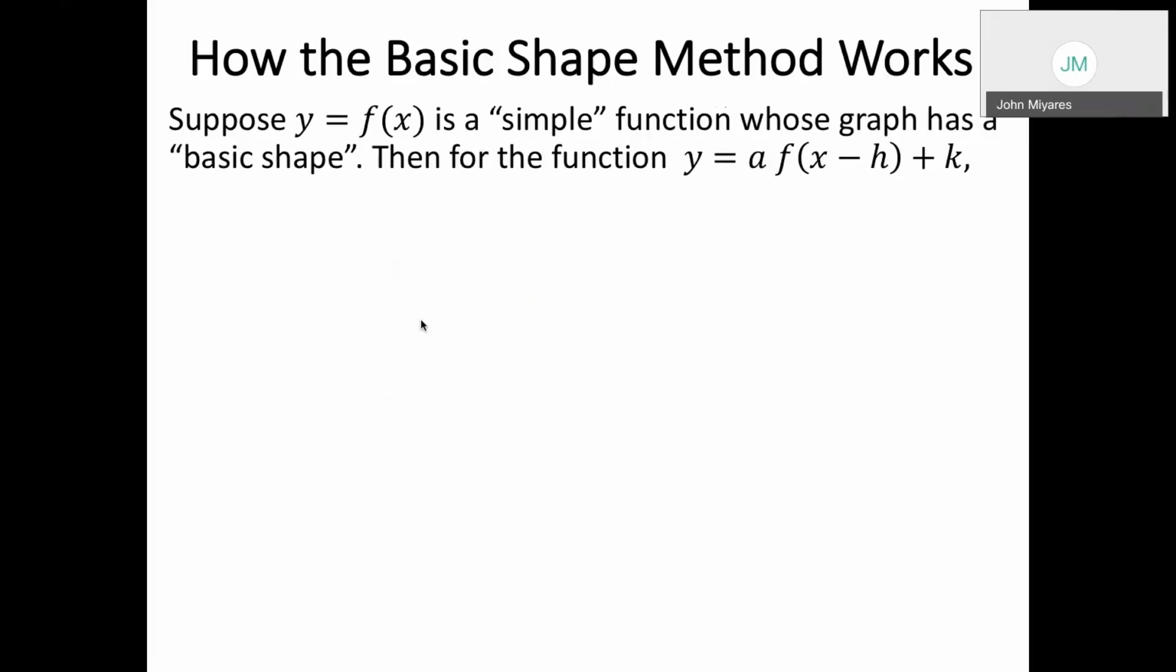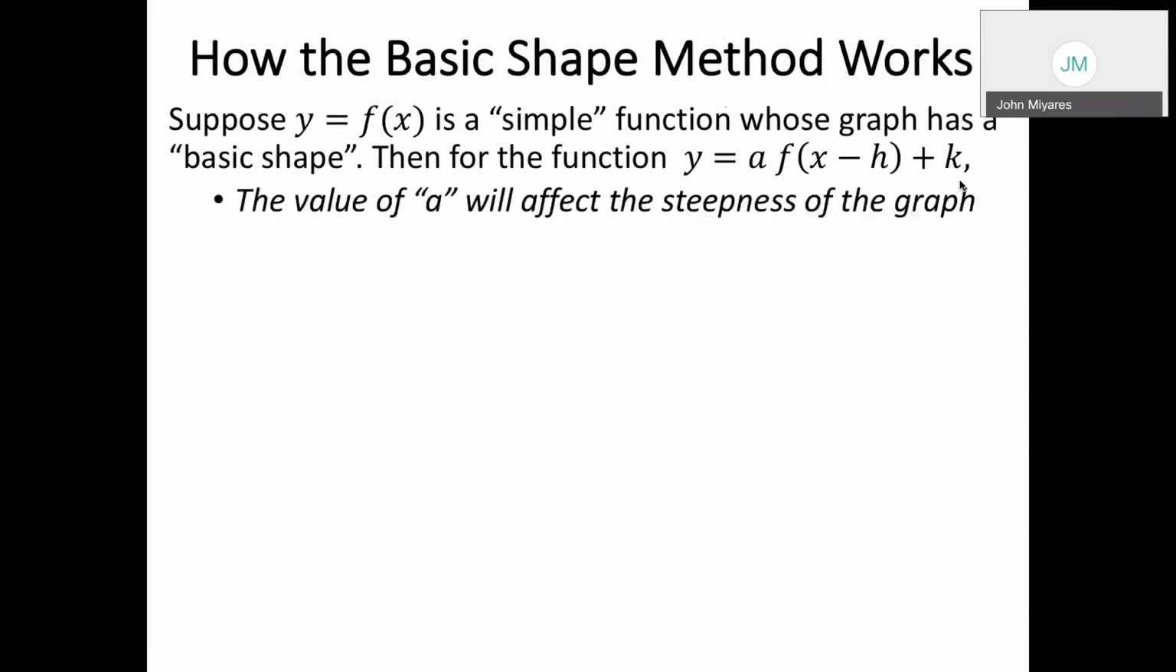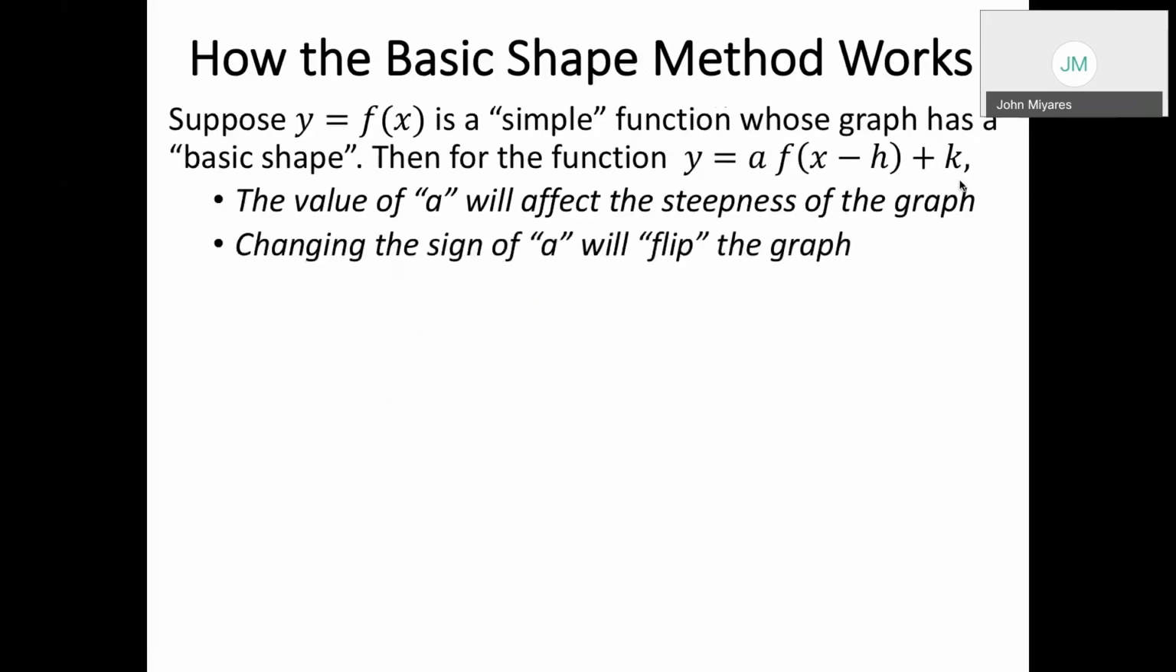What we can say is if we are given a function to graph that is in the form y equals a times f of the quantity x minus h, plus k, then those constants here, a, h, and k, are going to have a certain effect on the basic shape of the graph. The lead coefficient a will affect the steepness of the graph. If a is bigger than 1, the y values will stretch higher. If the values of a are less than 1, then they will shrink and go flatter. If we change the sign of a from positive to negative, the graph will flip upside down.